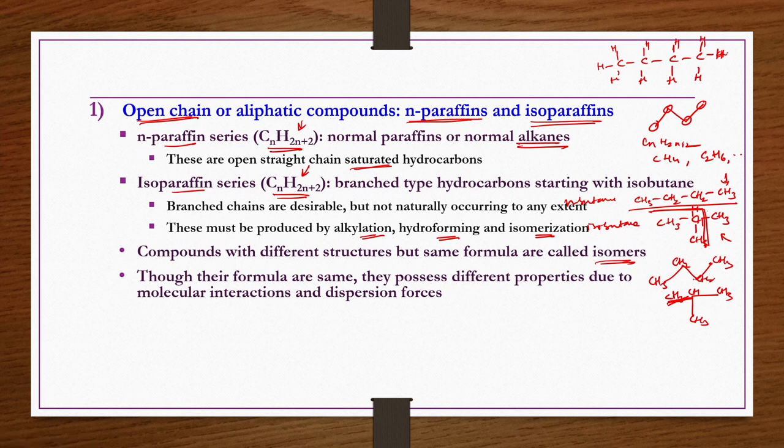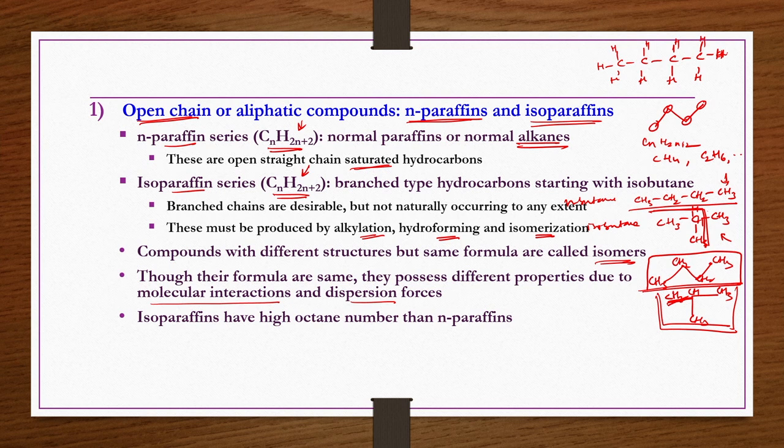CH3, CH2, CH2, CH3. Now, how these are being connected, with that you can understand their molecular structure and molecular interactions. Based on the molecular structure, molecular interactions would change. If the molecular interactions are changing, then definitely the corresponding properties will also change. So, though here it is C4H10, here also C4H10, their molecular structure is different. Since the molecular structure is different, their molecular interactions and dispersion forces would be different. Because of that, their properties would be different, though their overall formula is same, C4H10 in this case.